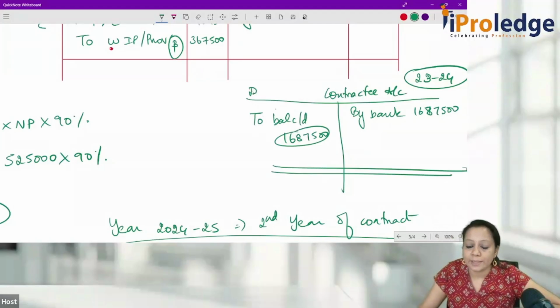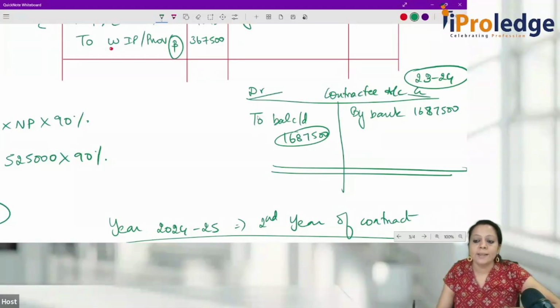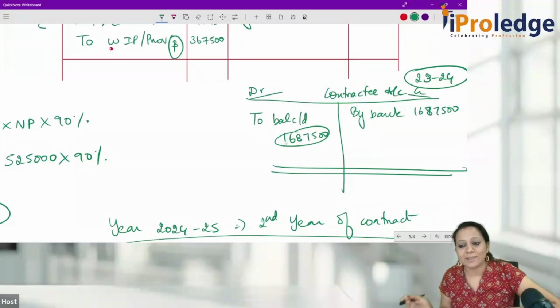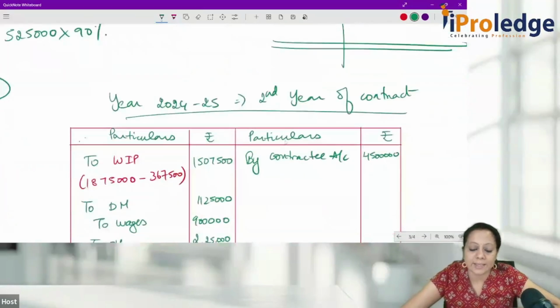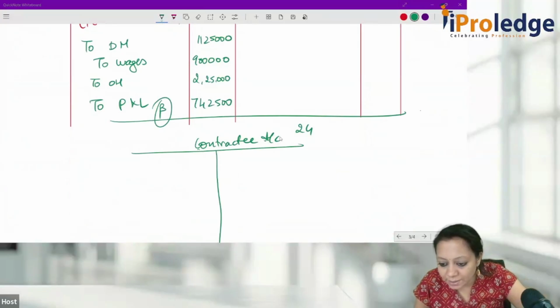That's all, debit and credit. Again, I'm saying how I got by bank: debit what comes in, credit contractee. So it is going to be 16 lakh 87,500. Bank to contractee is the journal entry. For the second year, how will the contractee account look? This is 24-25. Am I correct, students? Yes.